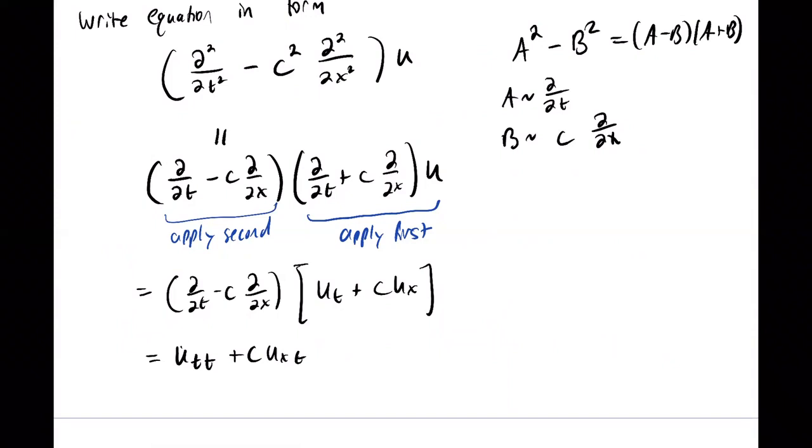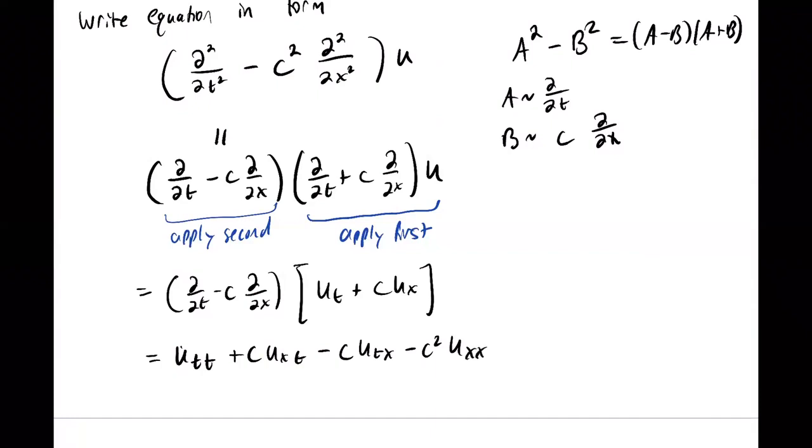And now let me apply the second piece. So I'm distributing this like I would distribute multiplication, and you can do this with differential operators as we saw before. And so now applying minus c d dx to ut gives me minus c utx. And then applying it finally to the last term gives me minus c squared d dx of ux, which is minus c squared uxx.